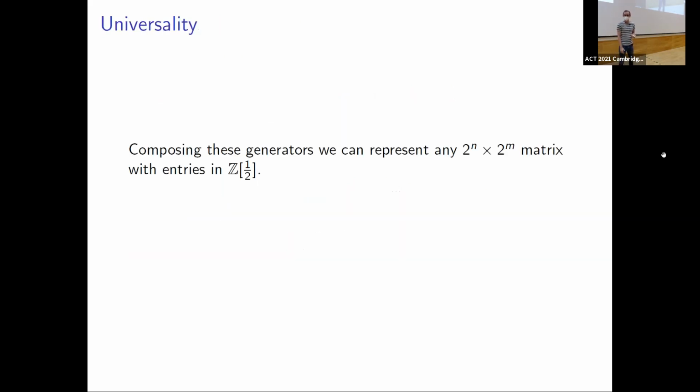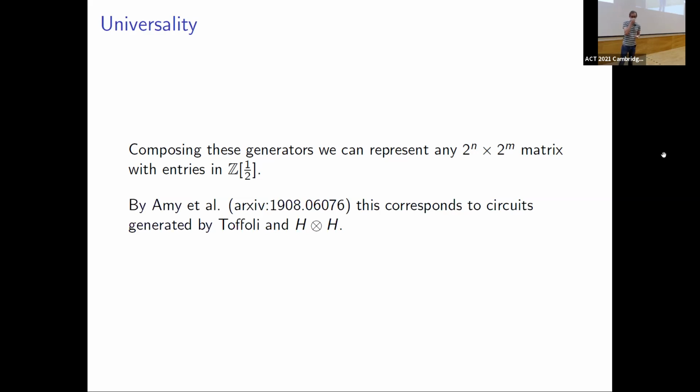Okay. And it turns out that these generators are universal over any 2^n by 2^m matrix, where the entries are in the ring Z[1/2]. So if you have dyadic rationals, you can represent them using just these generators. And this is a result by Amy et al., which says that these matrices precisely correspond to those you can generate with a quantum circuit consisting of Toffoli gates and an even number of Hadamard gates. The even number comes from the fact that the Hadamard gate contains a 1 over square root of 2, and we only have a half, so we need two of them to get a half. But that's really just a technical issue. So this is a universal language for Toffoli-Hadamard circuits, essentially.